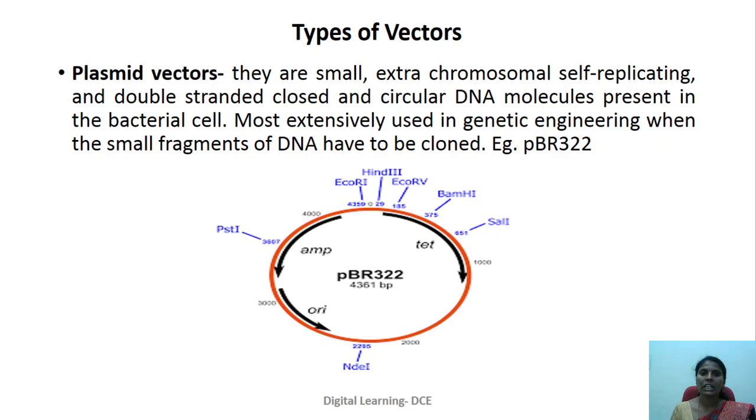Plasmid vectors. These are small extrachromosomal self-replicating double-stranded closed and circular DNA molecules present inside the bacteria. They are the most extensively used in genetic engineering when small fragments of DNA have to be cloned. The most popularly used plasmid vector is pBR322. In this diagram, we can observe the pBR322 plasmid vector with origin of replication as well as two important resistance gene markers like ampicillin resistance and tetracycline resistance markers.